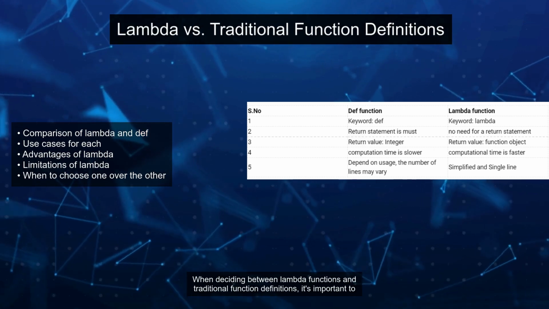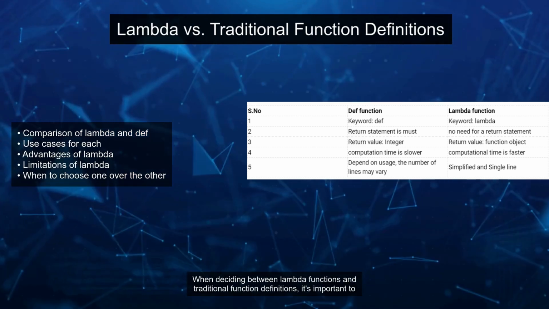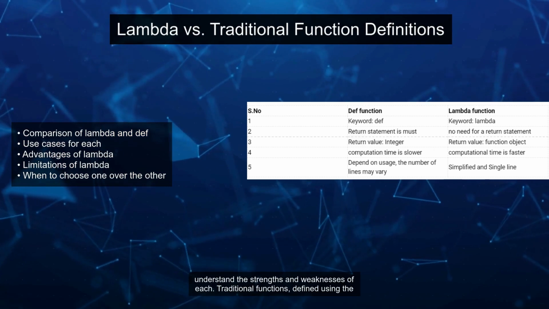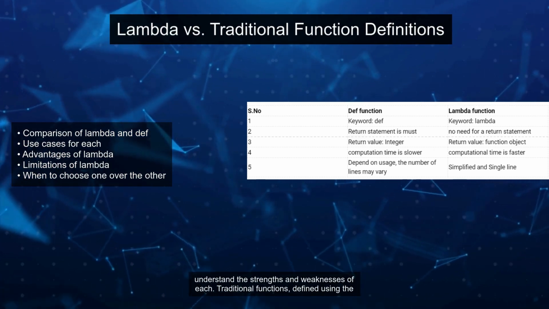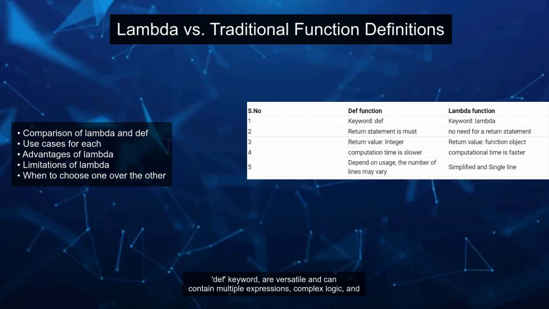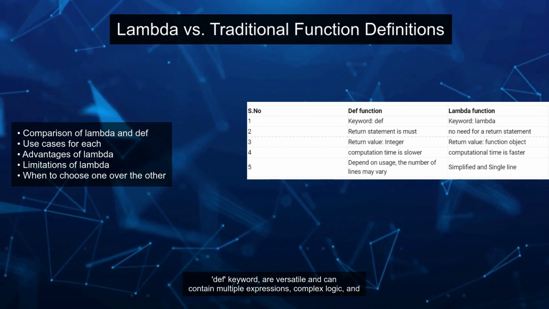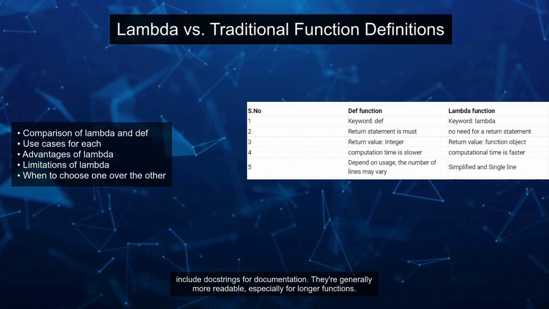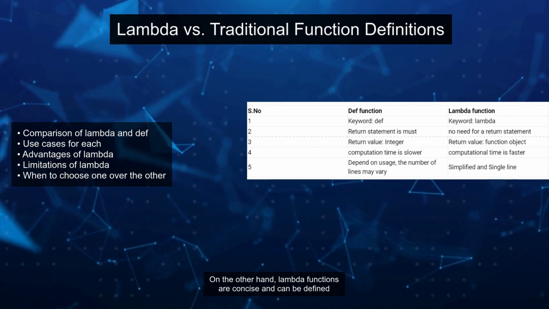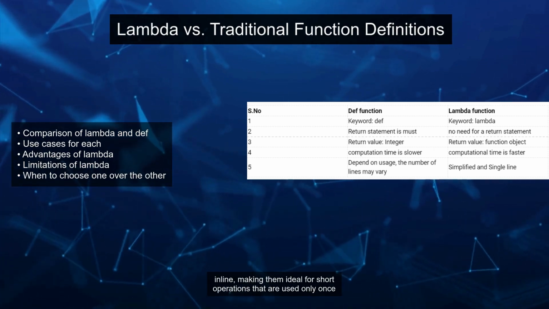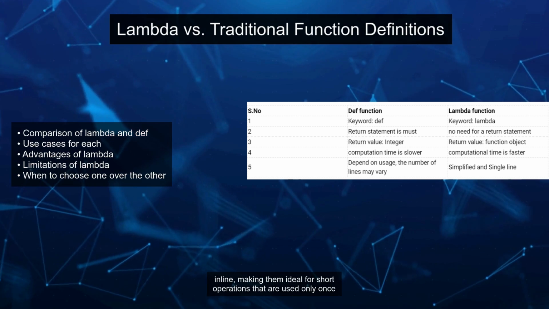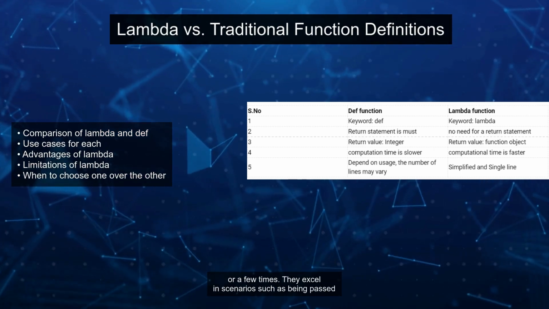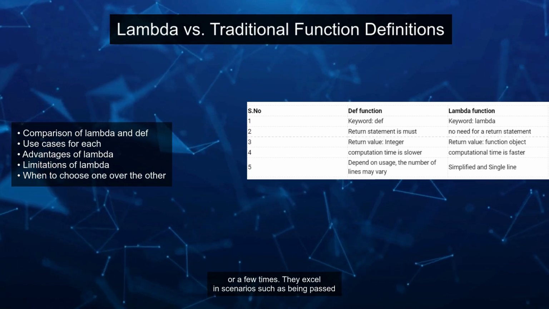When deciding between Lambda functions and traditional function definitions, it's important to understand the strengths and weaknesses of each. Traditional functions, defined using the def keyword, are versatile and can contain multiple expressions, complex logic, and include docstrings for documentation. They're generally more readable, especially for longer functions. On the other hand, Lambda functions are concise and can be defined inline, making them ideal for short operations that are used only once or a few times.